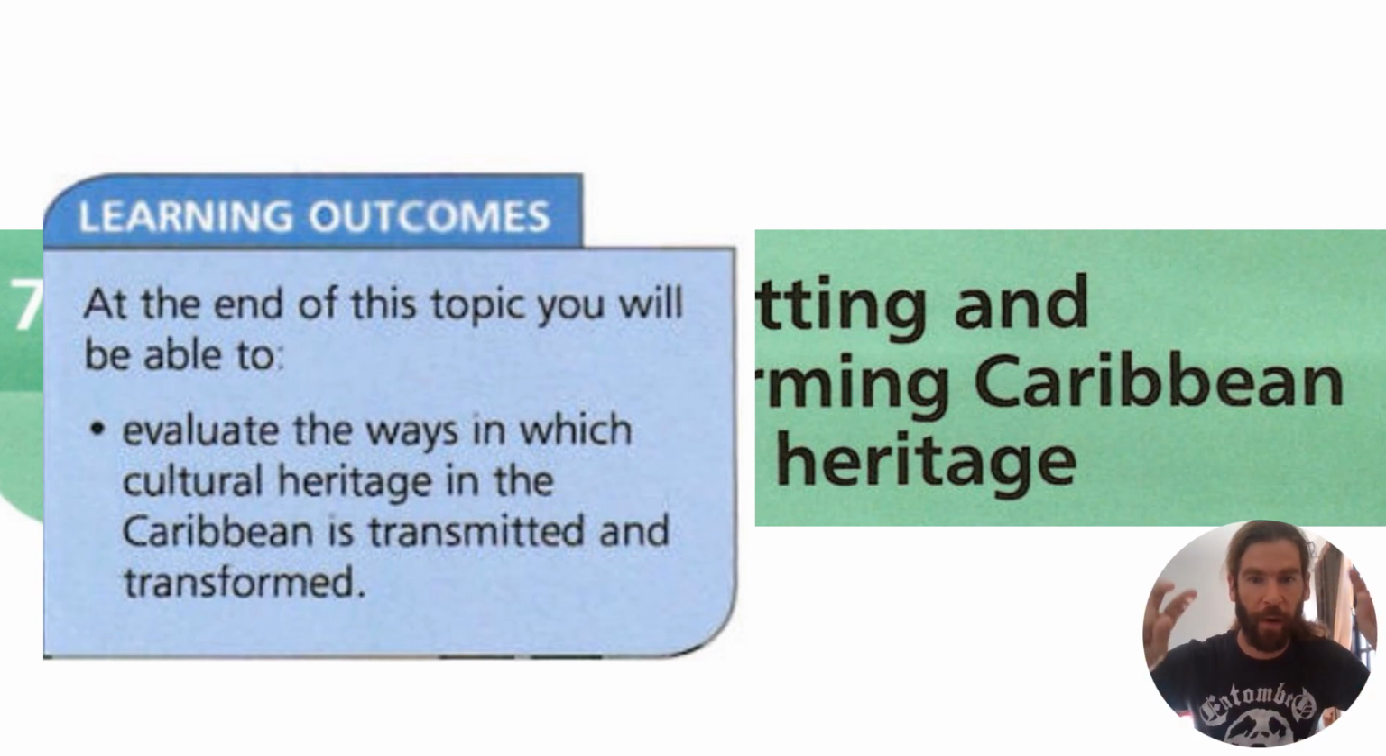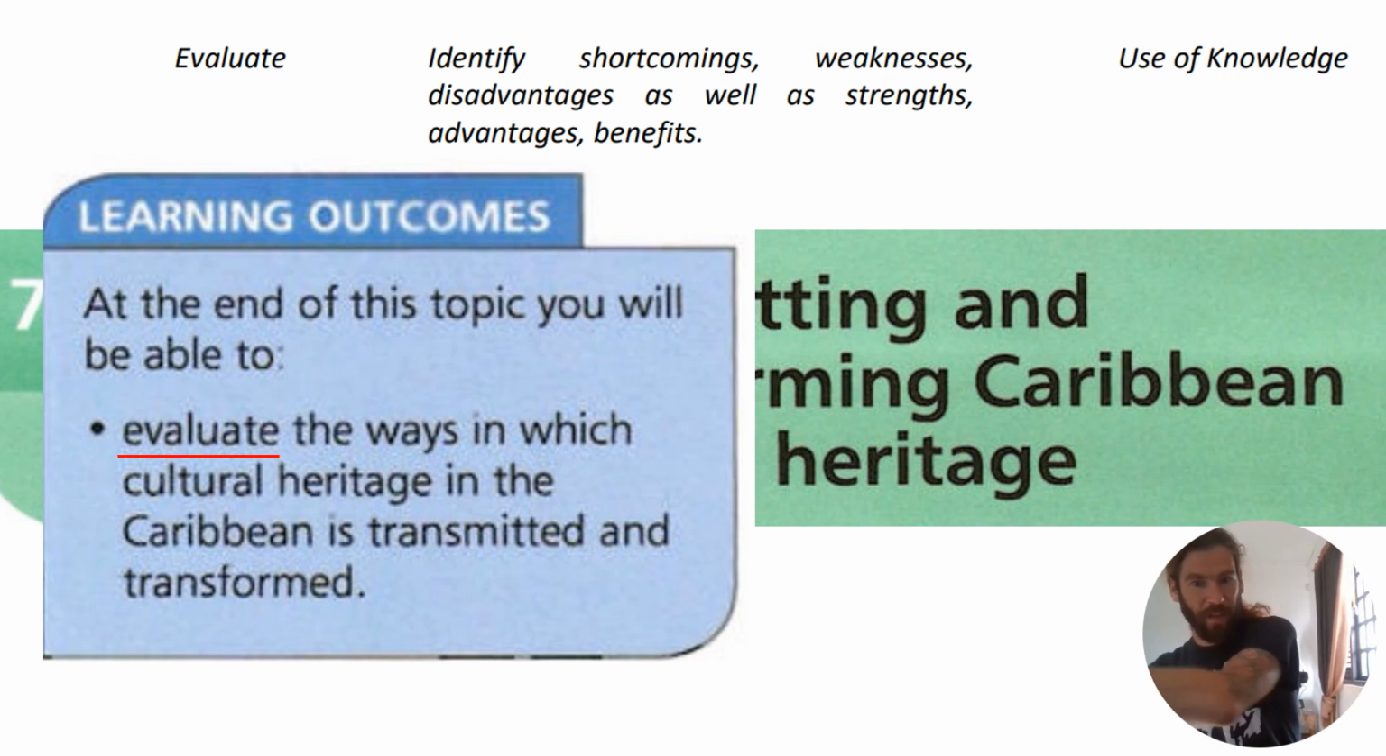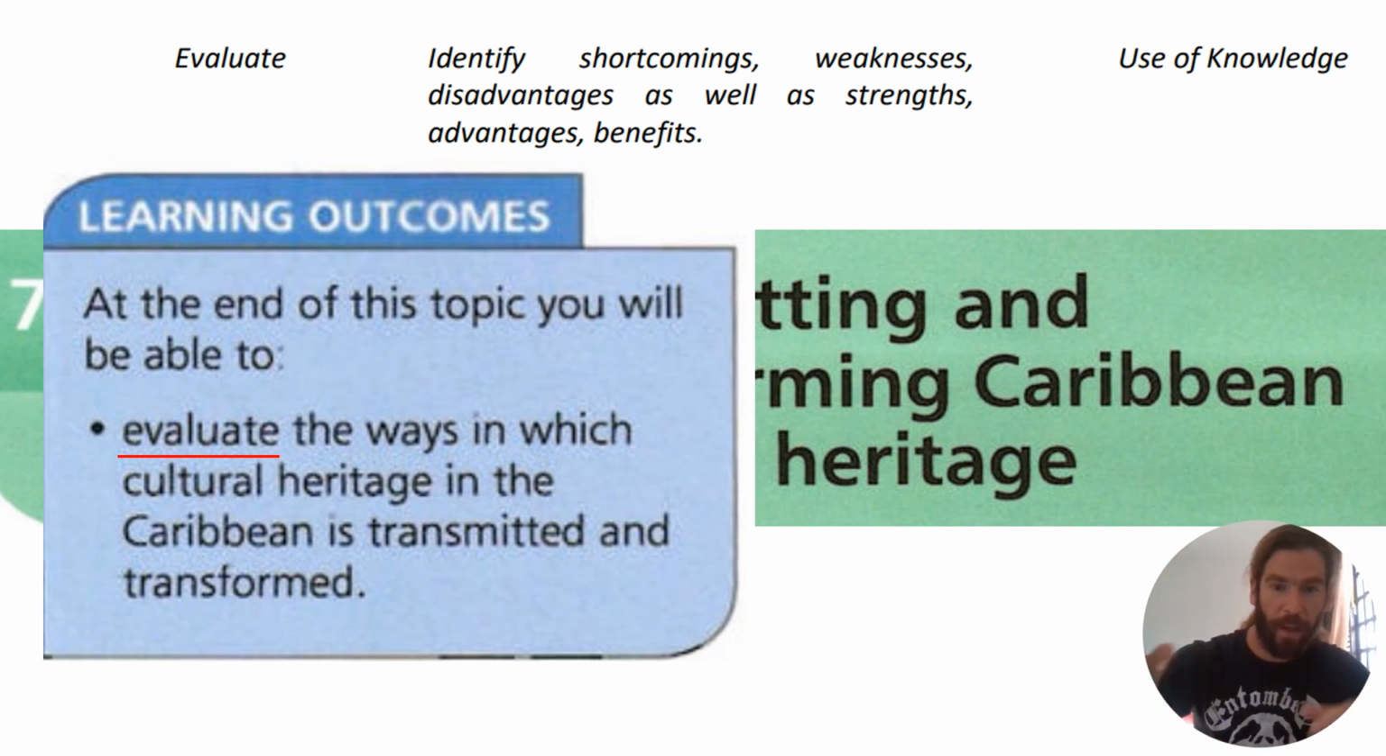Evaluating. We call this a behavioral verb, a verb that is something you do. Evaluate: look at it from different directions. We said evaluating is looking at its weaknesses, shortcomings, but also at its strengths, advantages. Looking at its disadvantages, but also looking at its benefits. So looking at it from different angles and identifying, naming those different sides of something.